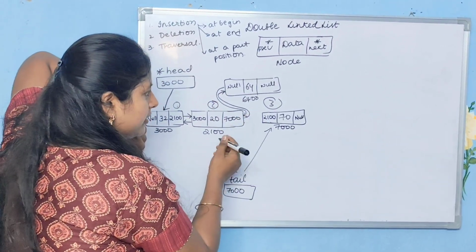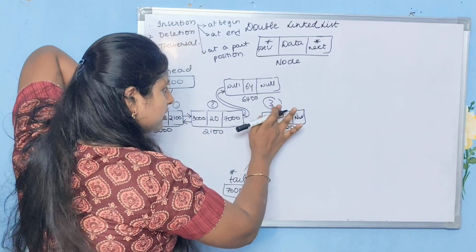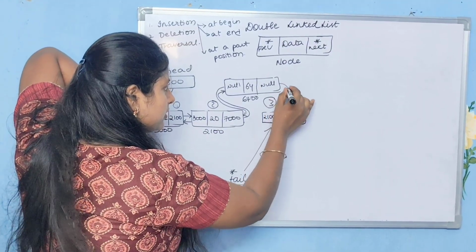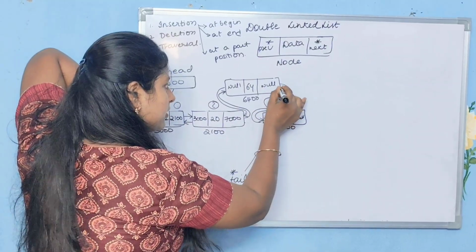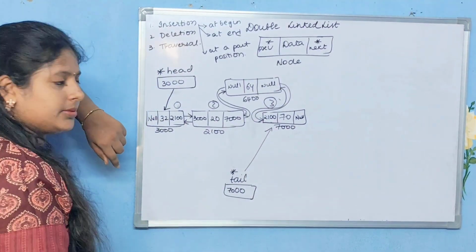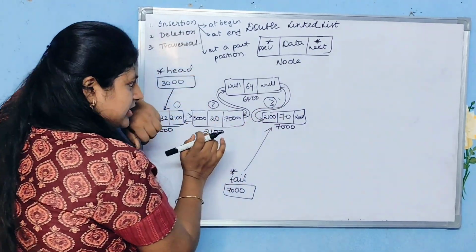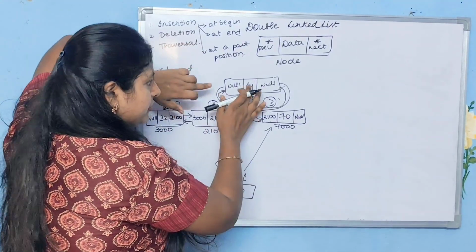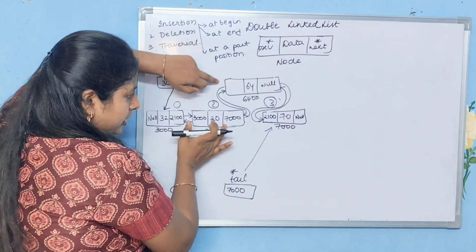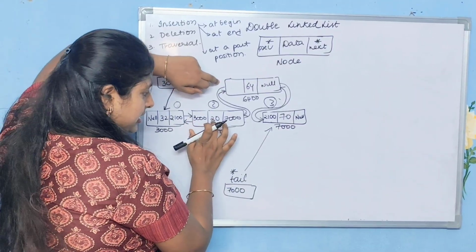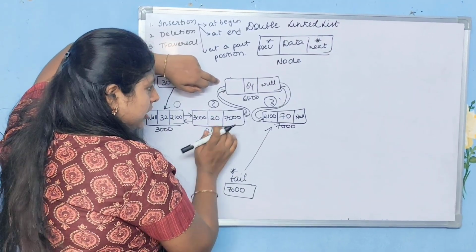Right. Two-way traversal. Again, one more connection, 1, 2. Right. So now after establishing the connection, what is before 64? What is before 64? 20. After connection, 20 is there. What is the address of 20? 2100.